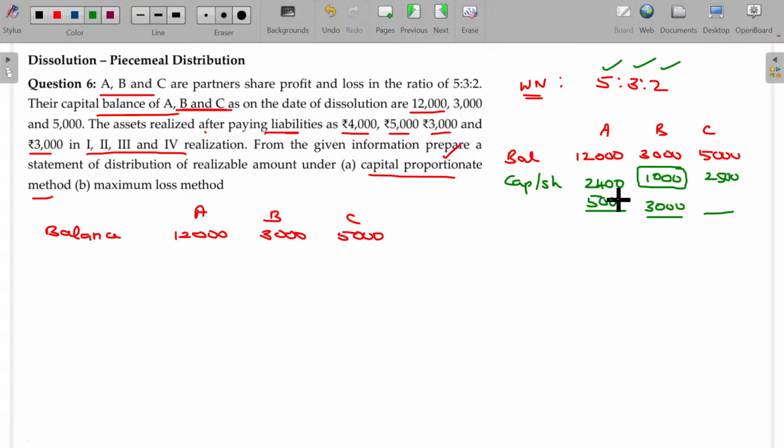Capital required of these three partners is based on the lowest capital. The lowest per share capital investment being B's, which is 1,000 rupees per share, the same amount will be contributed by the other partners also. In that case, A's capital should be 5 into 1,000, 5,000. In case of C, 1,000 into 2, 2,000 will be the capital requirement.